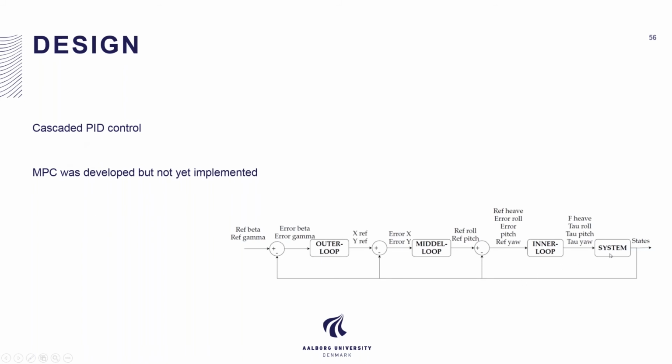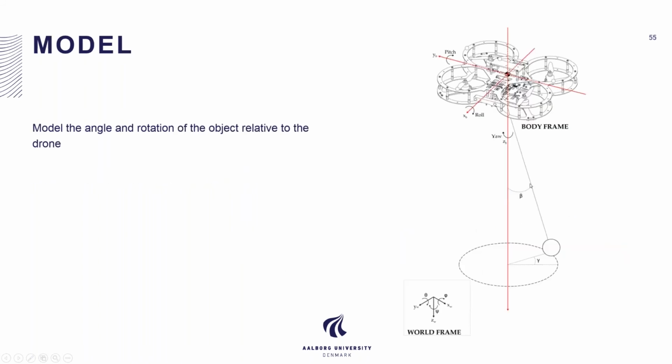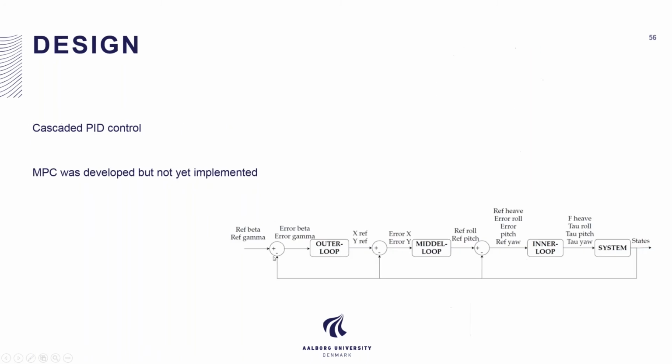But essentially, what we have is the inner outer loop, which is very similar to what you see in drone control. So we have the attitude controller and the position controller, and then the outer loop controller controls the position based on the error of the beta and the gamma. So these two angles of the ball, and the idea is that we want to stabilize the ball.